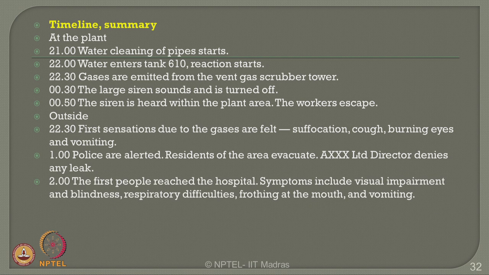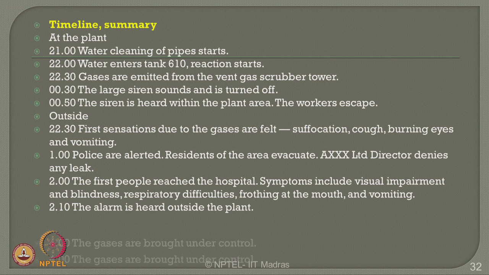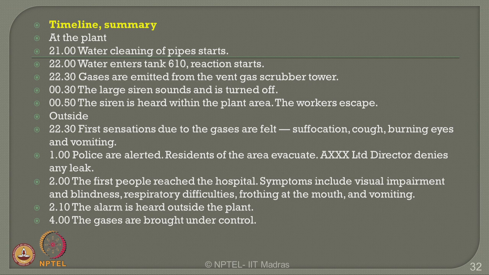At 2 o'clock in the early morning, the first people reached the hospital. Symptoms include visual impairment, blindness, respiratory difficulties, frothing at the mouth and vomiting. At 2:10, the alarm is heard outside the plant. At 4 o'clock, gases were brought under control. At 6 o'clock, a police spokesman said on the loudspeaker that everything is normal.